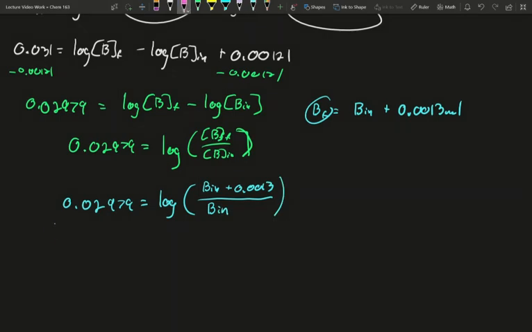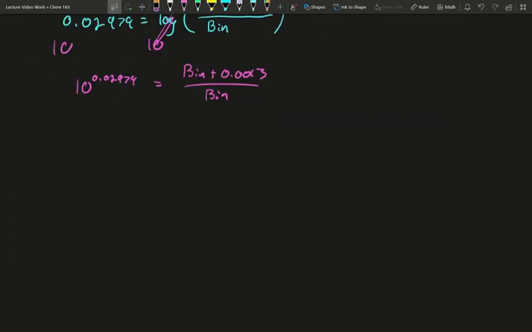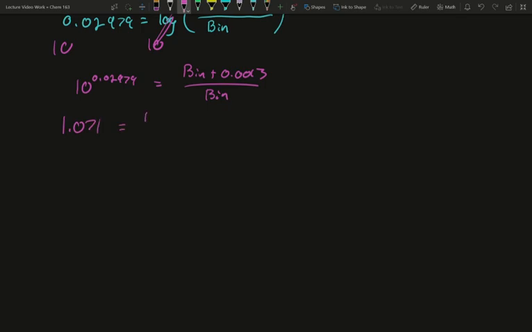Well, I want to get rid of that log, so 10 to the, we'll make it go away, 10 to the 0.02979 must equal the base initial plus 0.0013 divided by the base initial. We'll find that 1.071 is the ratio of the final concentration divided by the initial. So it went up by 7.1%.